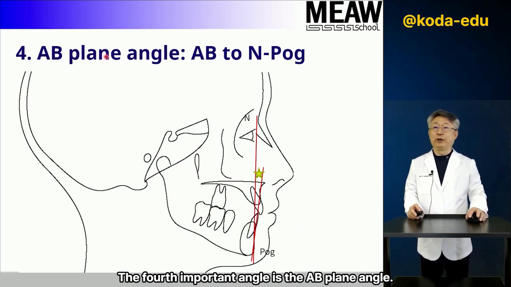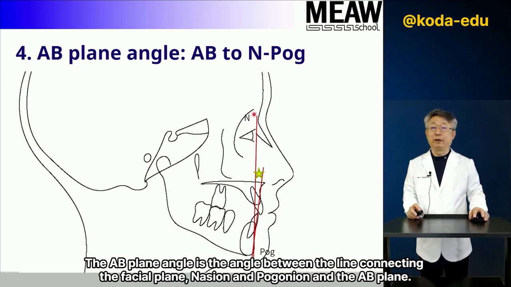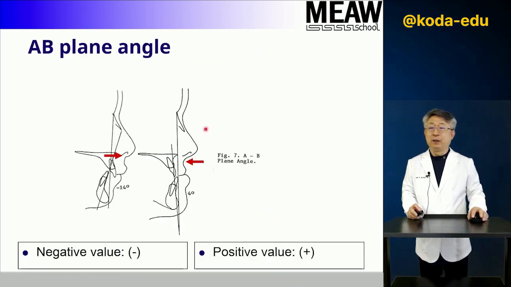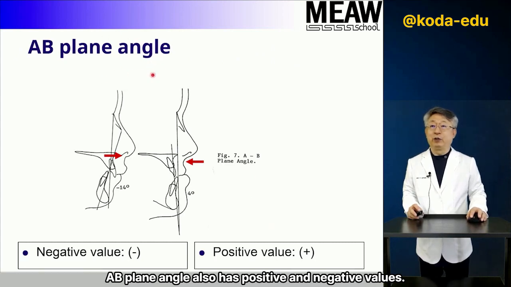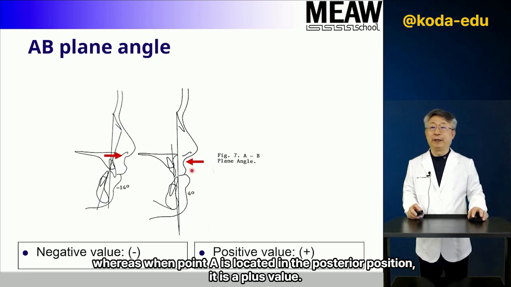The fourth important angle is the AB plane angle. The AB plane angle is the angle between the facial plane, the line connecting nasion and pogonion, and the AB plane. AB plane angle also has positive and negative values. In this way, like class 2 malocclusion, if point A is located in the anterior position, it is a minus value. Whereas when point A is located in the posterior position, it is a plus value.